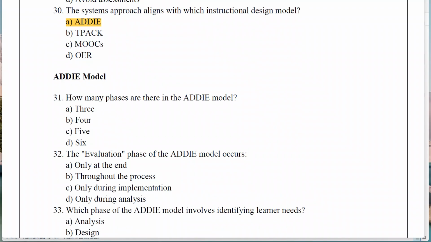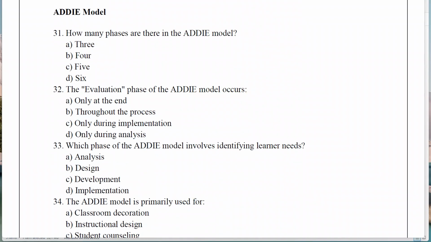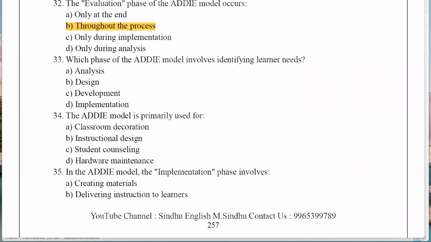Next, ADDIE model. How many phases are there in ADDIE model? The answer is 5. The evaluation phase of ADDIE model occurs throughout the process. Which phase of ADDIE model involves identifying learner needs? Analysis.